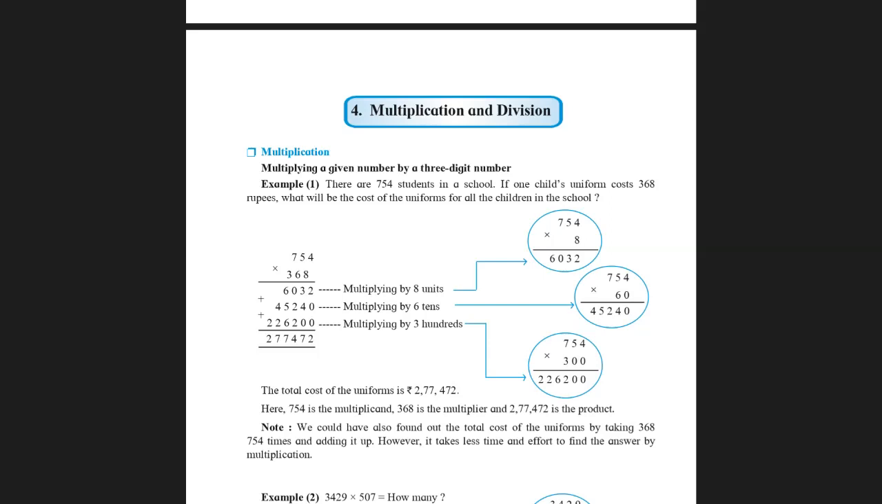Now, starting from the right hand side, 8 into 4, 32. So you write 32, the units place 2 is written, carry over 3. So carry over 3 comes on top of 5. Now 8 5s are 40 plus 3, 43. So 3 is written down, 4 is written on top of 7. 8 sevens are 56 plus 4, 60. So that's how I get 6032 as a first line.